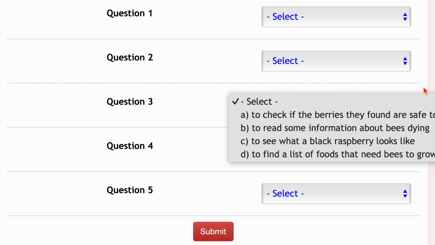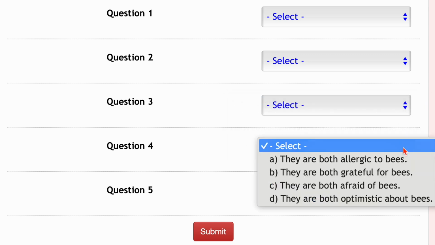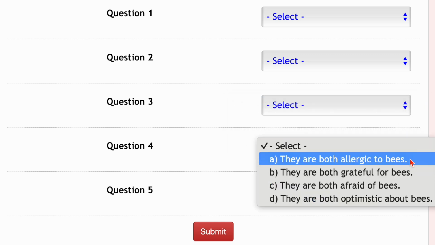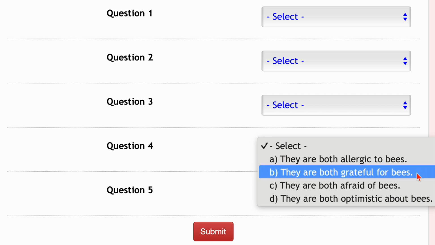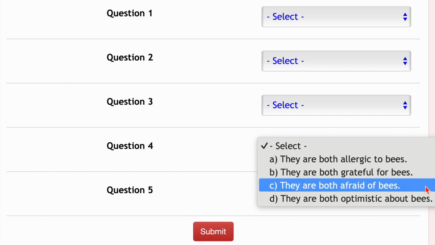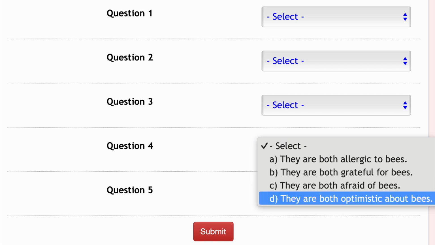Question 4. What do the man and woman have in common? They are both allergic to bees. They are both grateful for bees. They are both afraid of bees. They are both optimistic about bees.